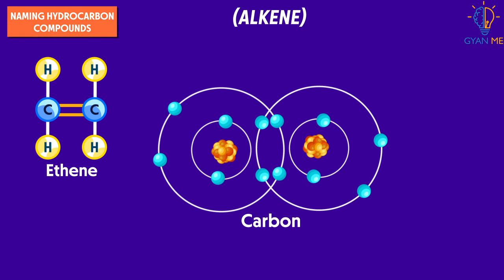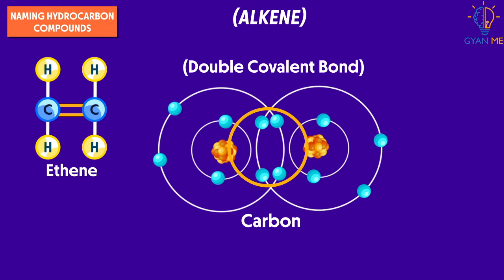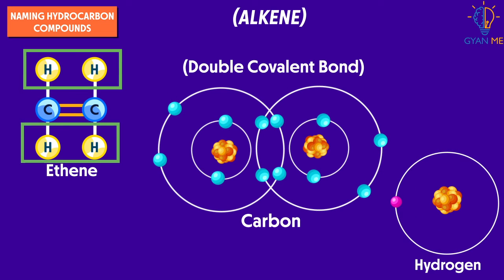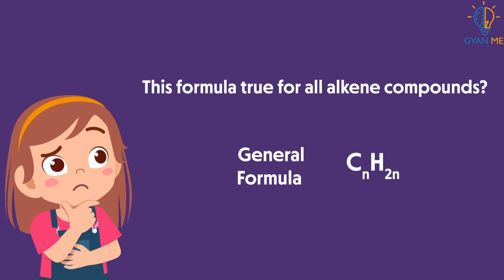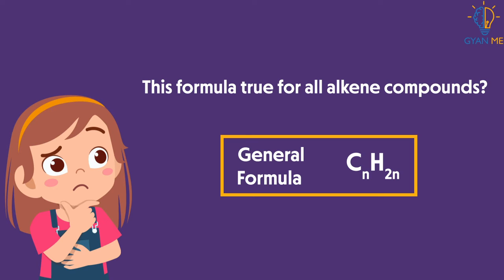We can say that in ethene, two carbons share two pairs of electrons, and so they form a double covalent bond. So out of 4, 2 valence electrons of each carbon are now satisfied, and the remaining 2 valence electrons are satisfied by bonding with hydrogen and making a single covalent bond with each hydrogen. Now again, is this formula true for all alkene compounds? Yes, the answer is yes. It is the general formula for the alkene family.